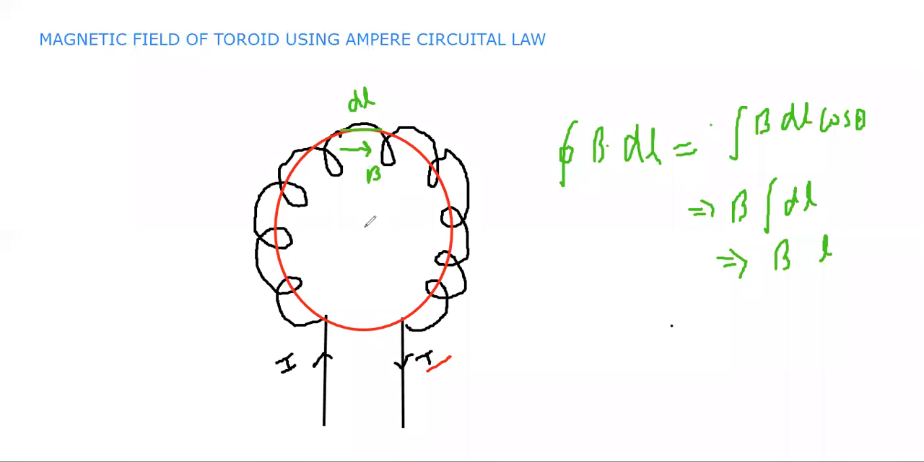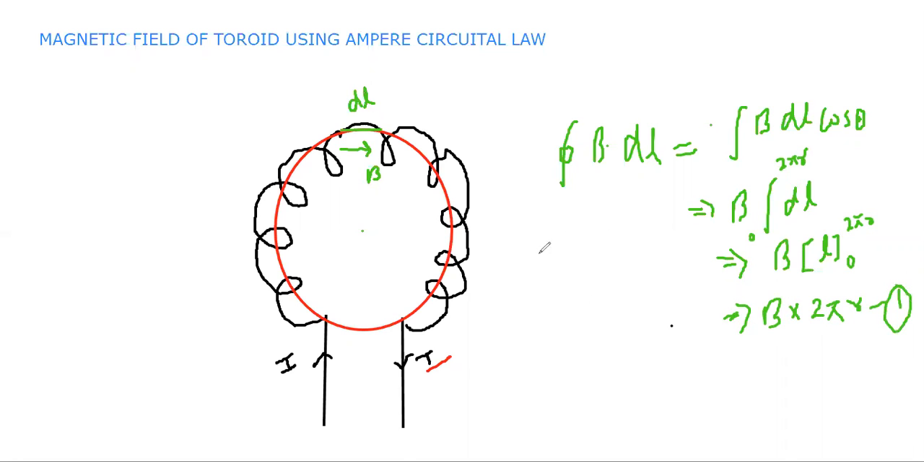If r is the radius of this toroid, then your limits would be from 0, that is the minimum length of that length element, and the maximum length can be 2 pi r. So it would be 0 to 2 pi r, and when you solve it, upper limit minus lower limit, it would be B into 2 pi r. Let this be your first equation.